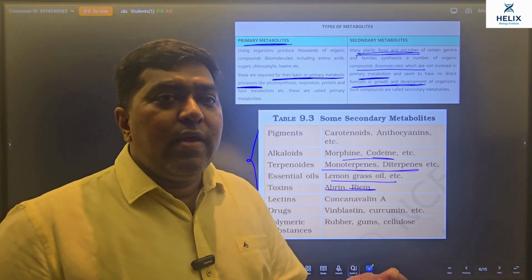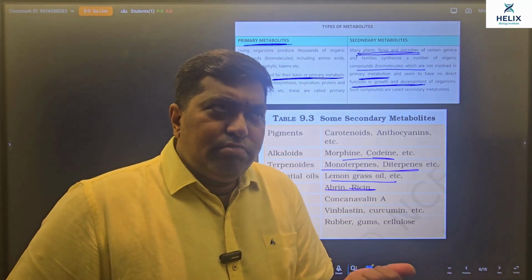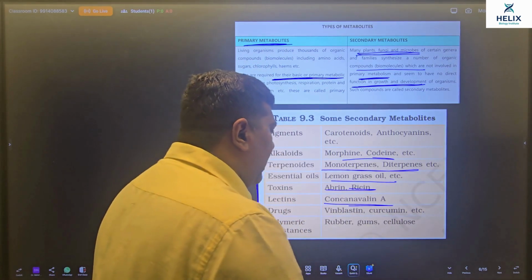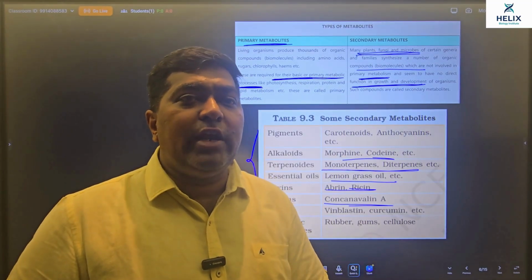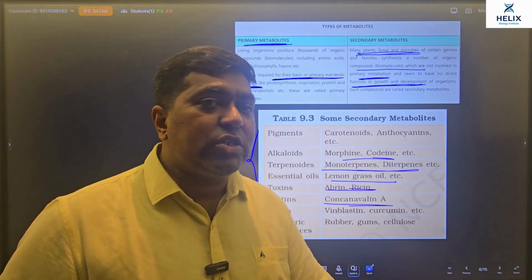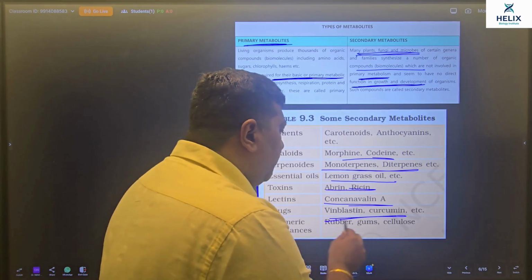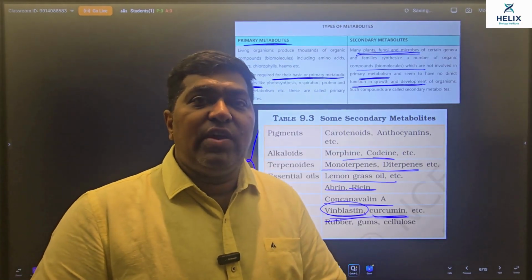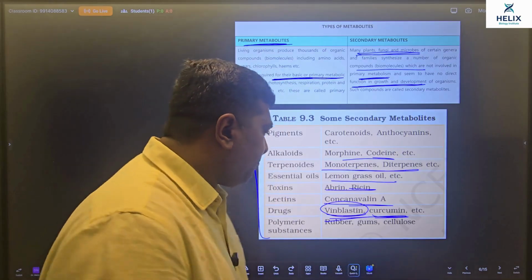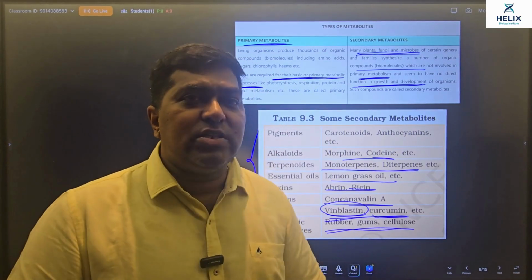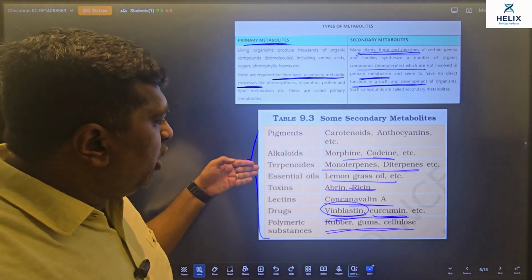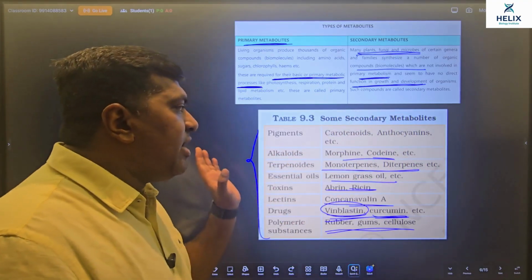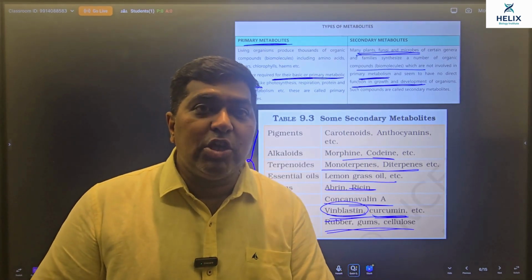Toxins like abrin and ricin have now been involved in various cancer treatments because of their ability to destroy cells. Concanavalin A, a lectin, has been found to be a stimulator of the immune system, so it is very much used in research labs. Vinblastine is an already known anti-cancer drug, and curcumin, again, we have found its immunological property. And we all know the utility of rubber, gums, and cellulose. So yes, pigments, alkaloids, terpenoids, essential oils, toxins, and lectins are the groups in which these metabolites are classified, and very, very important for your MCQs with respect to NEET.